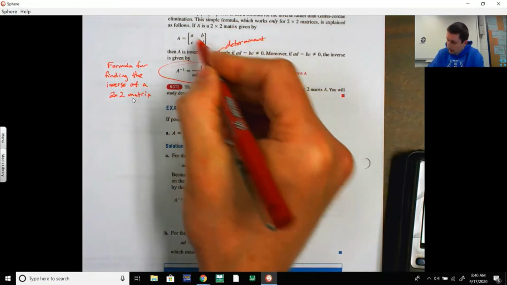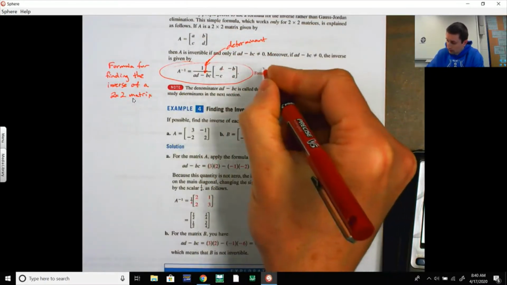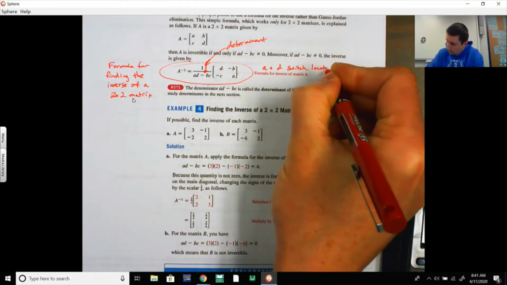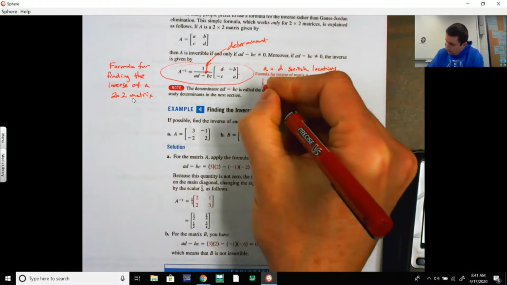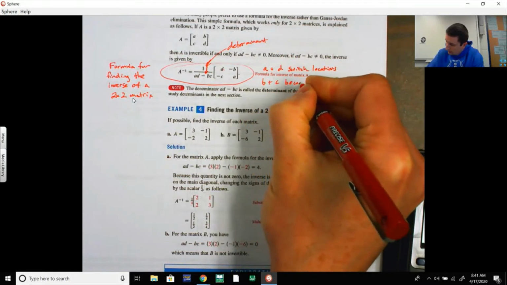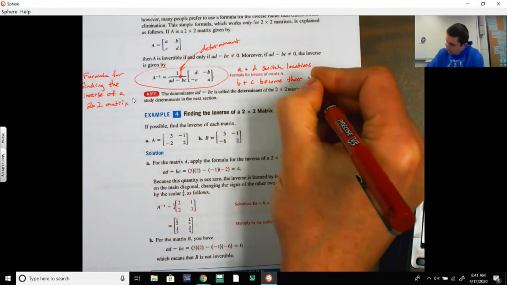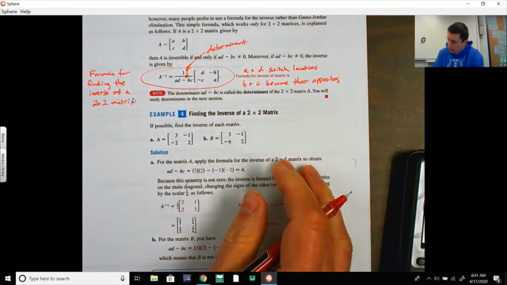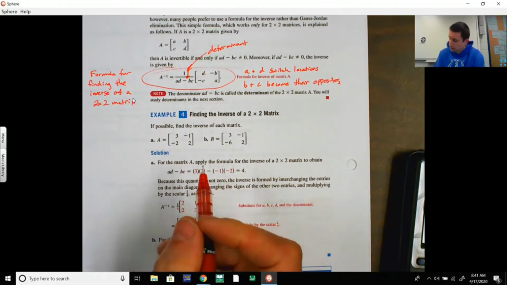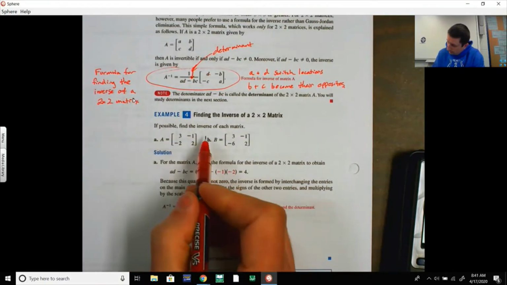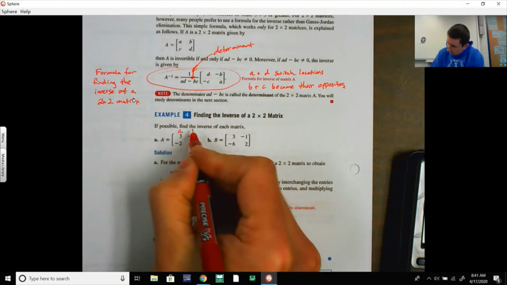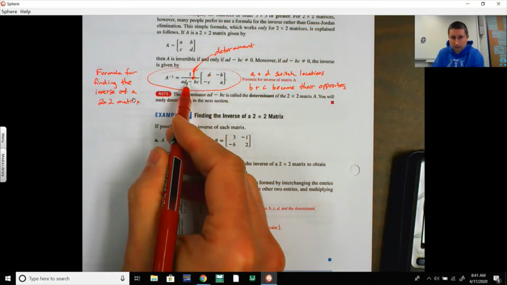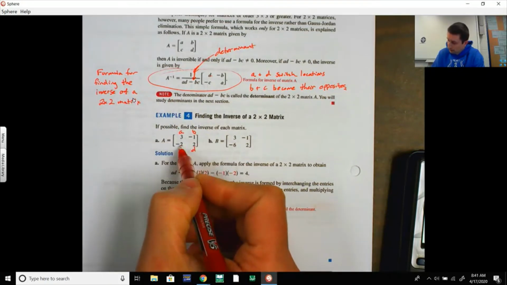Notice the A and the D have switched locations. So A and D switch locations. B and C become their opposites. And you get this down, it does go a little bit faster than putting it into your calculator. So if they want the inverse of each matrix, so this is A, this is B, this is C, this is D. Okay, this comes from the difference of the cross products. So A times D minus B times C.